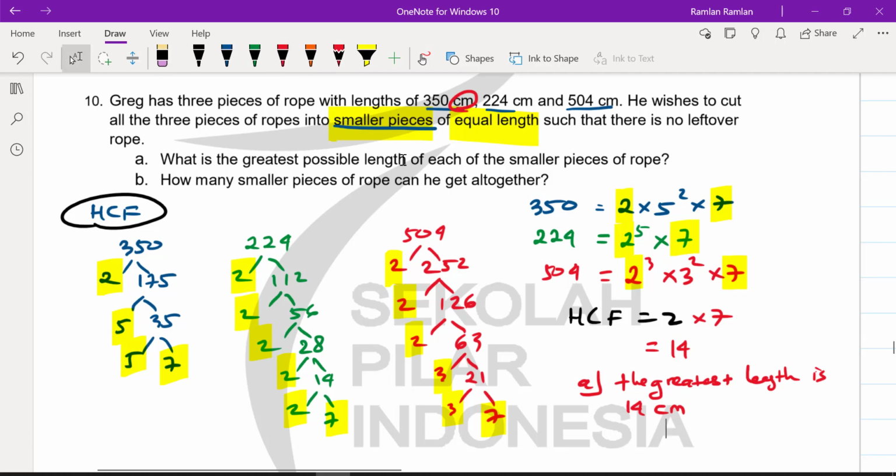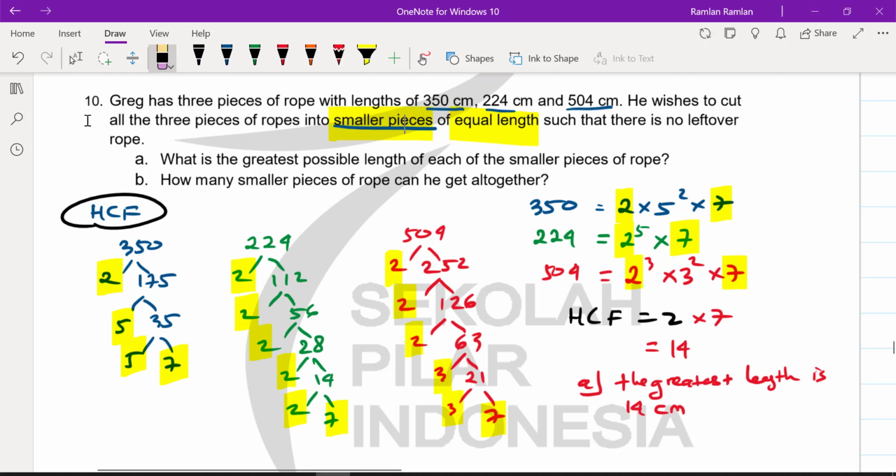Okay, so the next question is, how many smaller pieces of rope can he get altogether? Meaning that we're going to cut all of these ropes, where each cut is 14 centimeters. There are a couple of ways to do it. If I want to cut this into smaller pieces of 14 centimeters, how many pieces will I get, one by one? Or you can just add all of them together and then divide by 14, right? You can use any method you want.